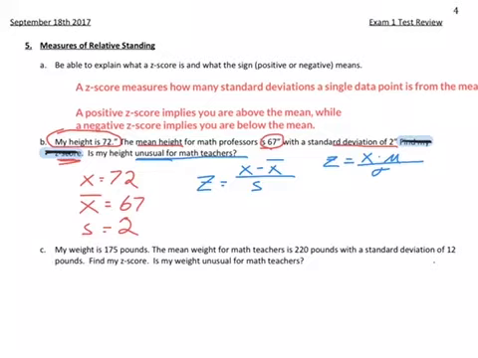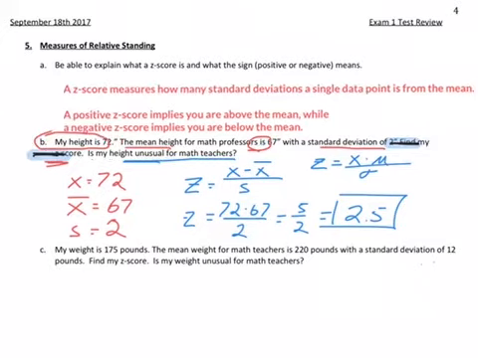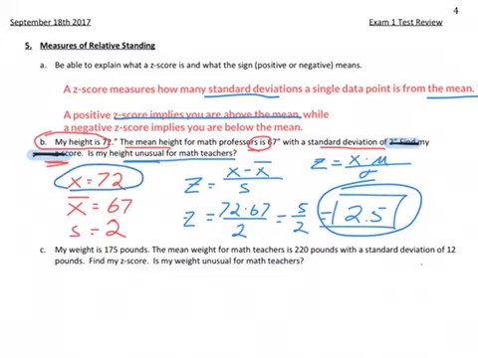Continuing on with my sample example, I'm going to take 72 minus 67 all over 2. I'm calculating my z-score. That's going to give me 5 over 2, or 2.5. So my z-score for my height is 2.5. What that means in this situation is my height is 2.5 standard deviations above the mean. And the reason I know it's above is because my z-score is positive. That's not surprising because my sample of 72 inches is quite a bit taller than the mean of 67.